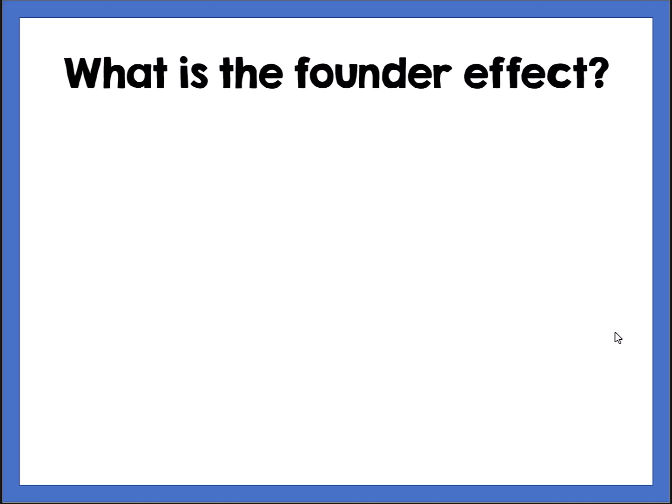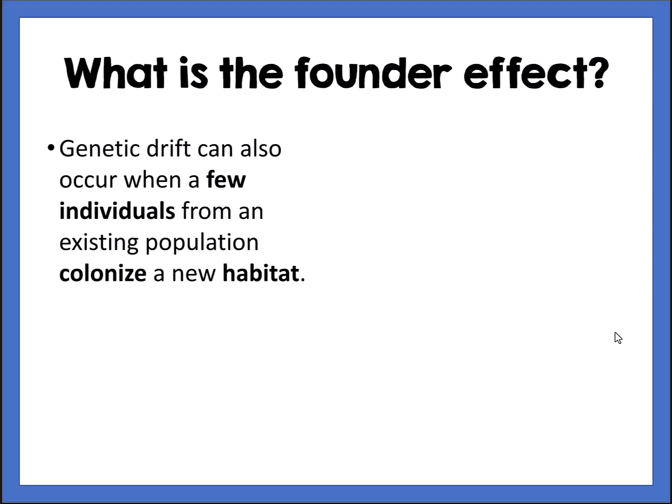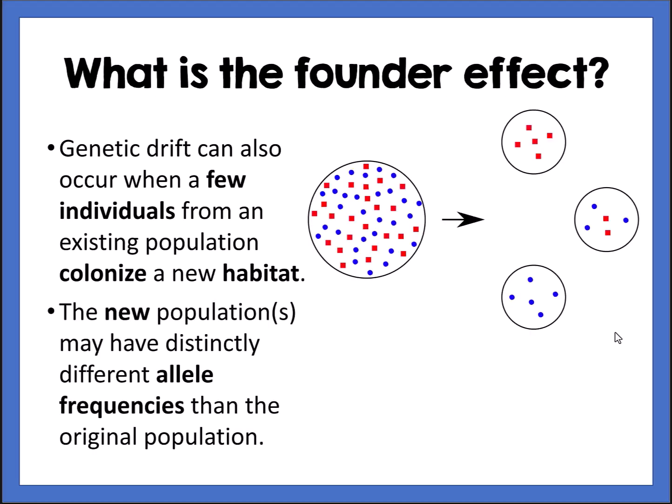Okay, what is the founder effect? So genetic drift can also occur when a few individuals from an existing population colonize a new habitat. The new population may have a distinctly different allele frequency than the original population. So here we've got our original population. If some of these individuals colonize 3 new habitats, for example, here, we could end up with 3 very different allele frequencies, different from each other, but also different from the original population, depending on which individuals migrate to those different environments.